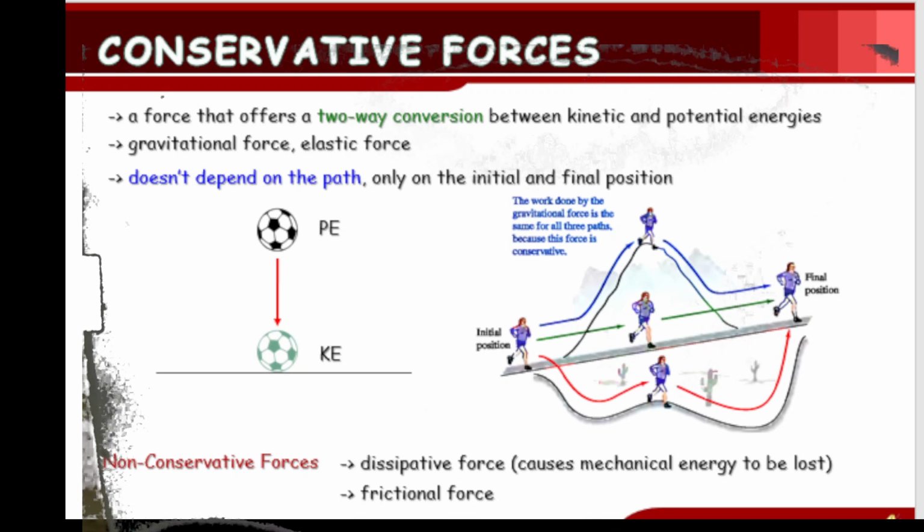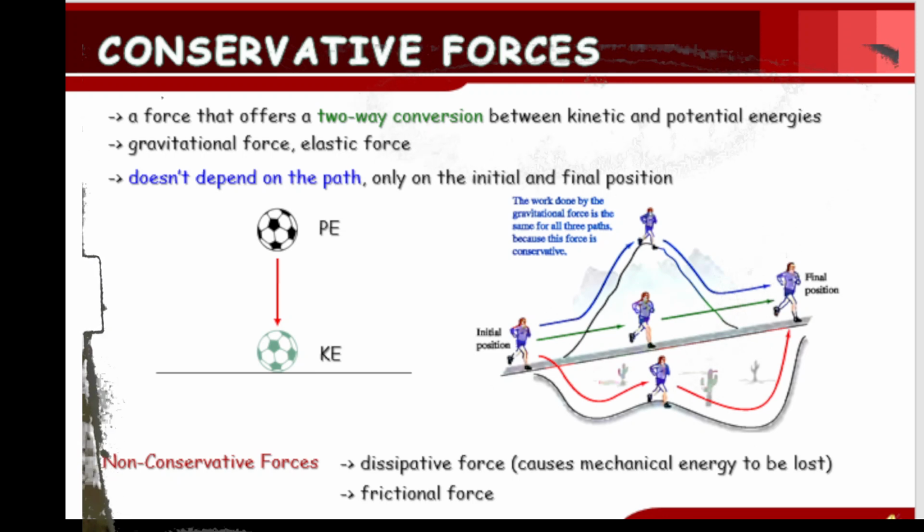Okay. As you can see here, we have three paths. One path is this green path. Can you see it? Again, this is the green path. The second path is this blue, which goes up the hill. And the third path is this red, which goes down, curving until it reaches the final position. Again, for these three paths, we have the same initial position. We also have the same final position.